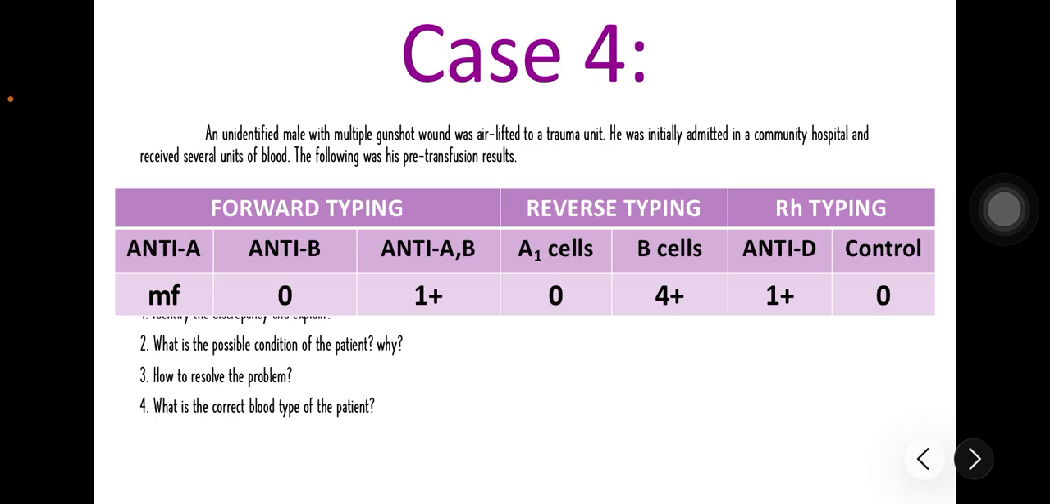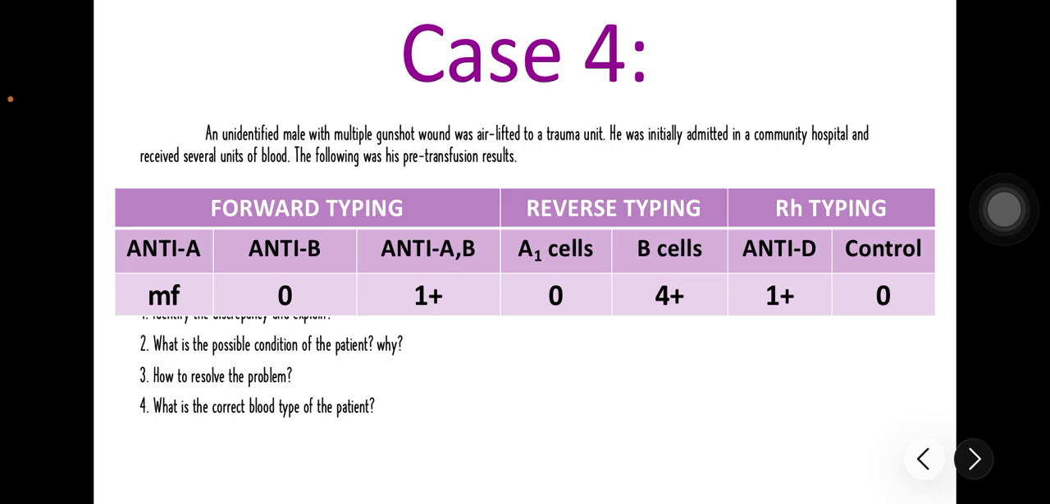So in the forward typing, for anti-A we have a mixed field result, and in the anti-B, we have 0 or negative. Anti-AB is 1 plus. In the reverse typing, A1 cells is 0, and the B cells is 4 plus. Then the RH shows also a 1 plus reaction, which is also part positive.